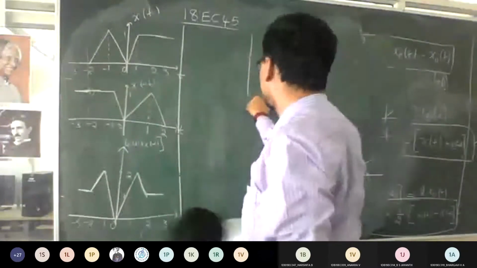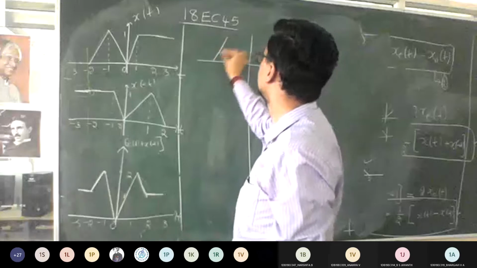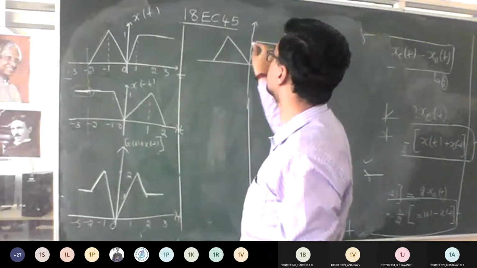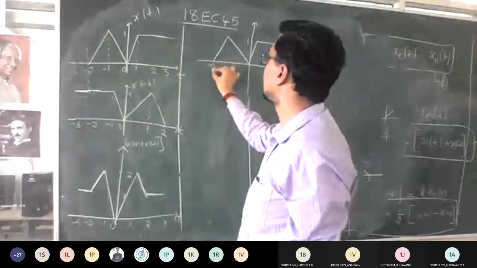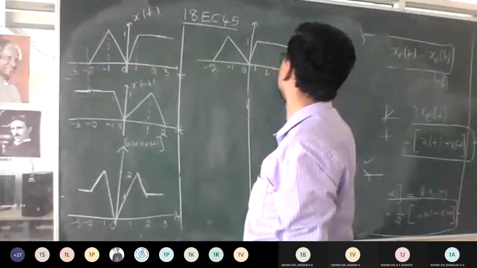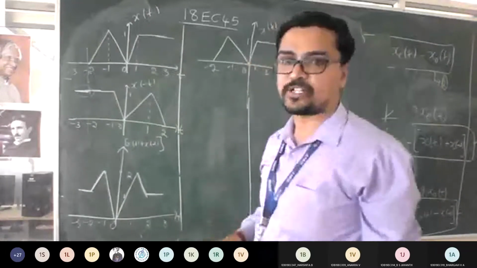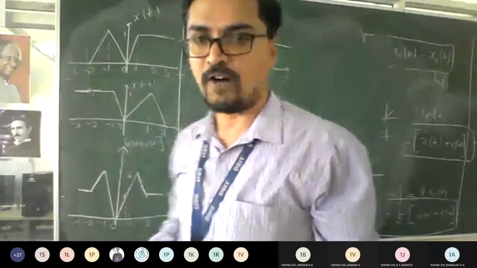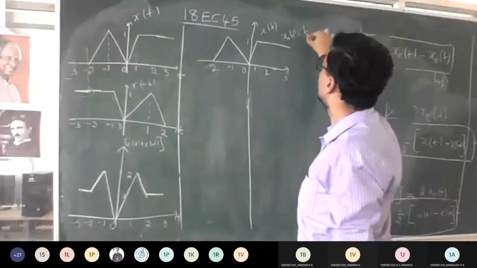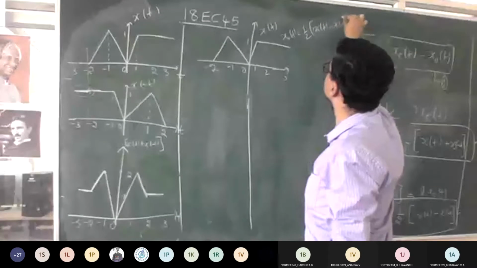So the original signal remains the same, x of t. Let me write once more. 1 is here, -2, -1, 0. So this is 1, 2, and 3. So this is my x of t. So what is the odd function I want? I want half of x of t minus x of minus t.